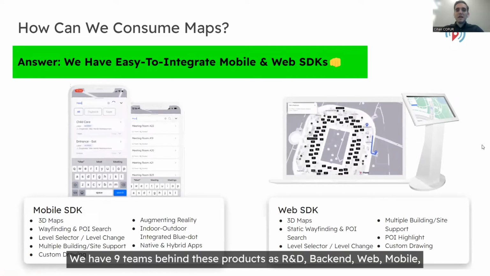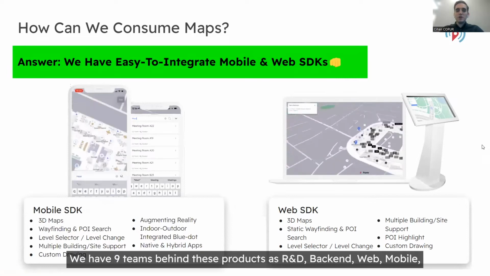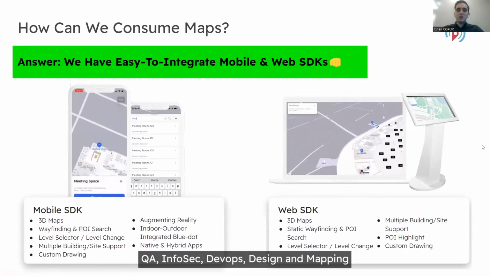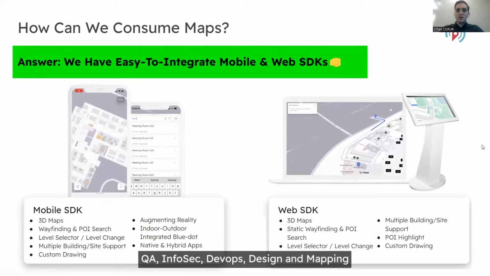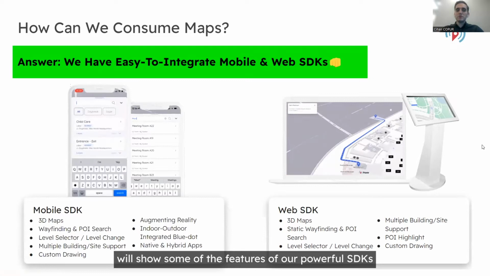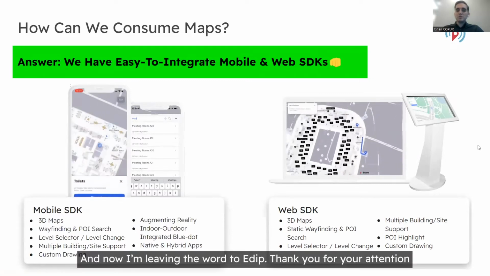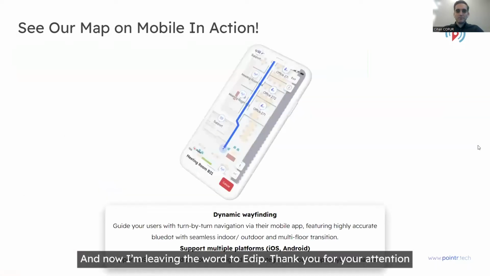We have nine teams behind these products: R&D, backend, web, mobile, QA, InfoSec, DevOps, design, and mapping. Today, web team lead Mesut and mobile team lead Edip will show some features of the powerful SDKs. And now I'm leaving the word to Edip. Thank you for your attention.